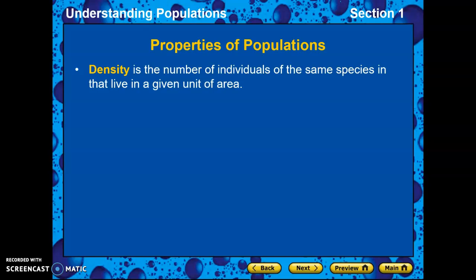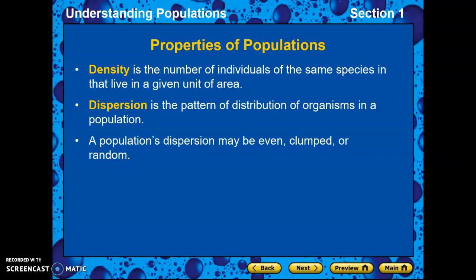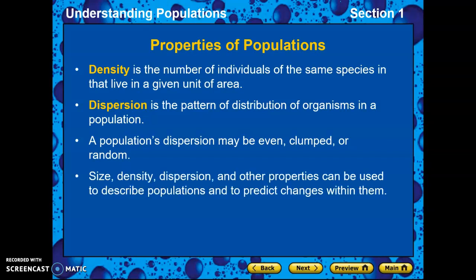One is the density. This is the number of individuals of the same species that live in a given unit area. Dispersion is the pattern of distribution of organisms in a population. And this population dispersion may be even. It could be clumped, it could be random. So this is looking at how the organisms of a population are distributed. So size, density, dispersion, and other properties can be used to describe these populations and predict what will happen within the population.